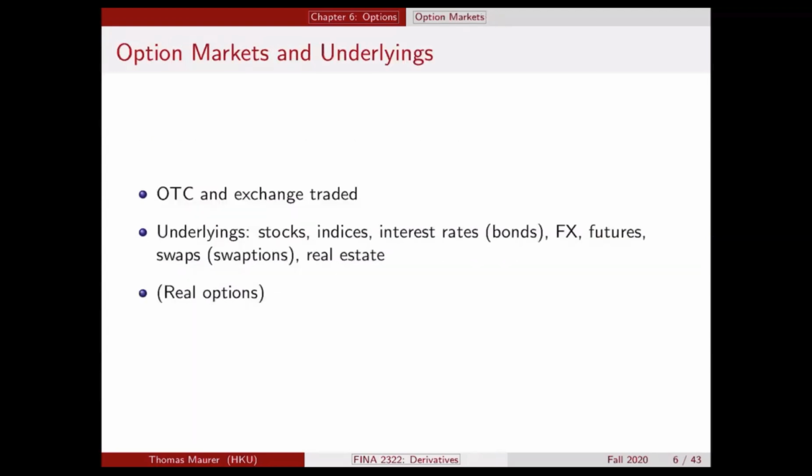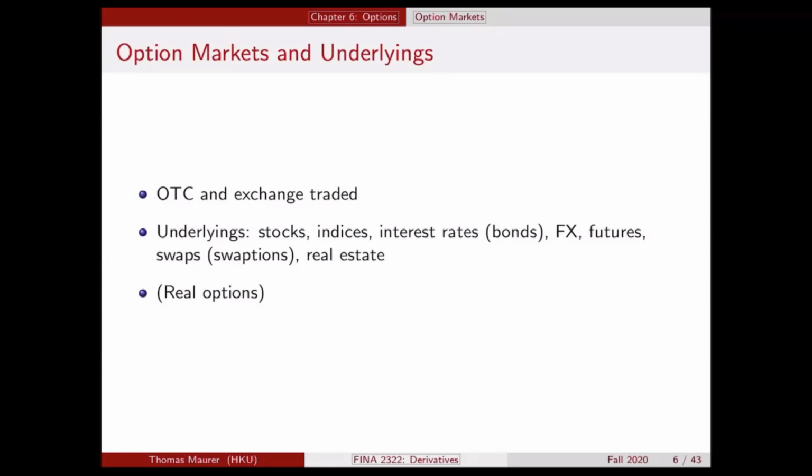Options are traded both over the counter and on exchanges. And of course, as with forward and futures contracts, if something is traded over the counter, then there is more flexibility with the choice of the underlying assets and also with particularities of the contracts. On the other side, exchange-traded options might be easier to trade, especially for smaller investors who are otherwise not very well connected. In addition, we have all the other differences between over-the-counter traded and exchange-traded contracts, such as regulation and potential default risks.